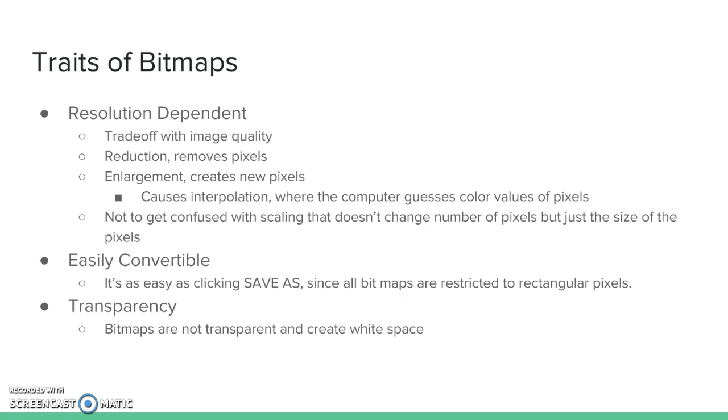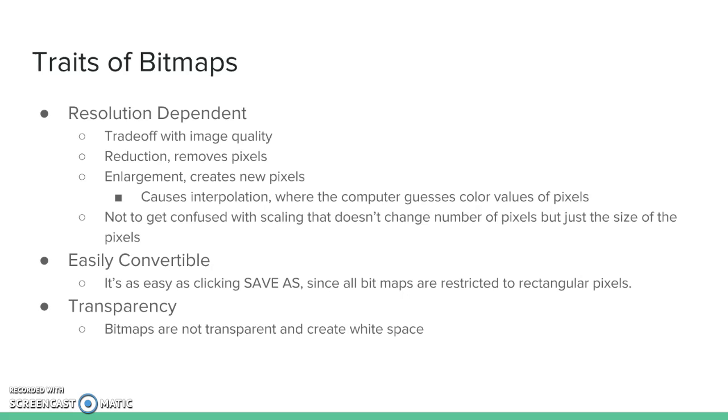Now, here are some benefits to bitmaps. First, they're easily convertible. Why? Because all bitmaps are basically small rectangular pixels. It's very easy to convert to other files. It's the easiest one to save as. Some examples are JPEG, PNG, and other formats.